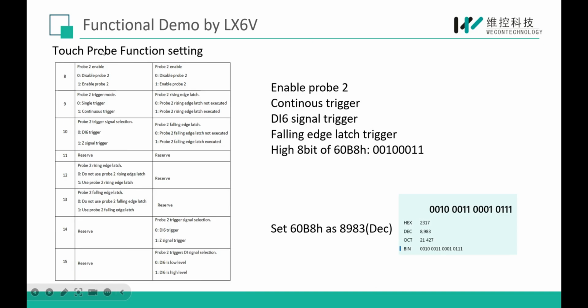And this is about probe 2. I also set it as continuous trigger and use DI6 of the driver to record the position. So the high 8 bits of the 60B8 should be this one. And here, after calculation, we need to set this parameter as 8983. Okay.